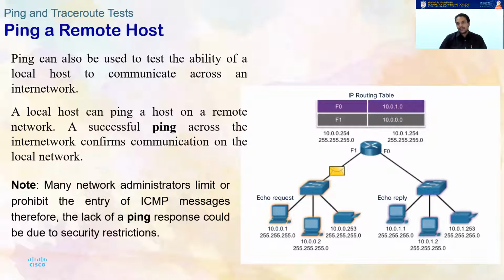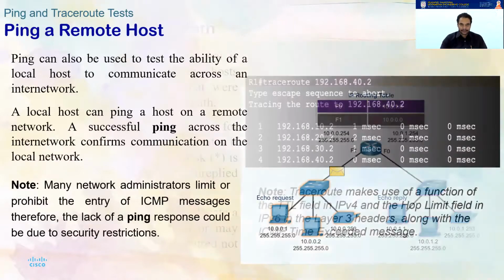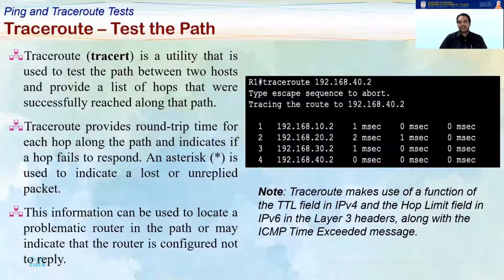So sometimes, even though ping does not happen or ping is not successful, it doesn't mean that it's not working, as your network administrator might have disabled the ping messages entering into the network. There is a reason to that. So let us discuss the next utility, something called traceroute.